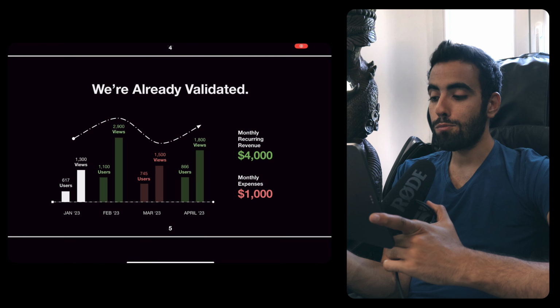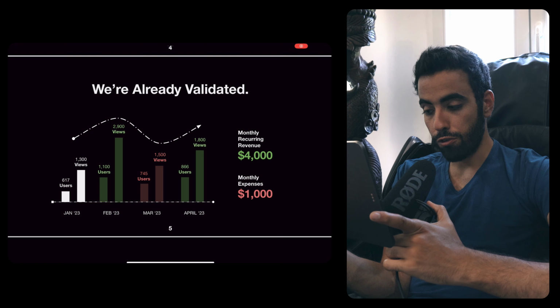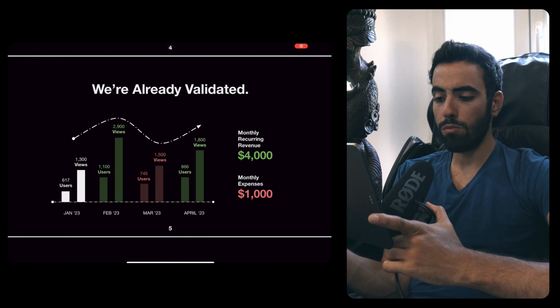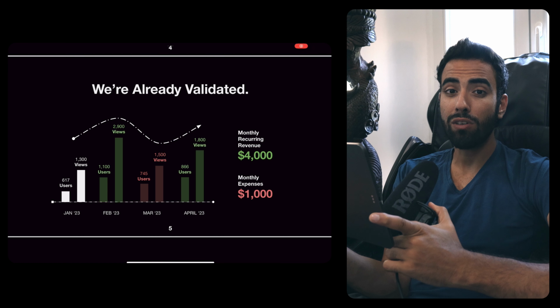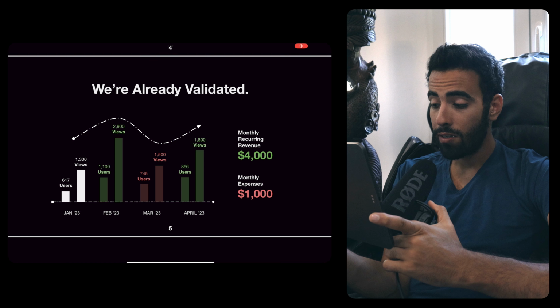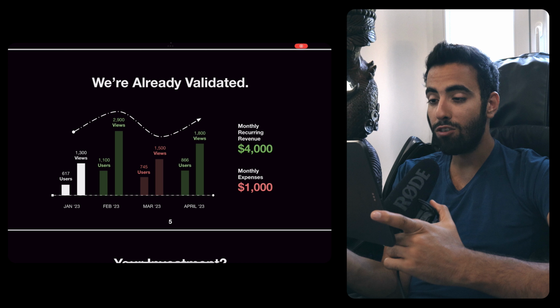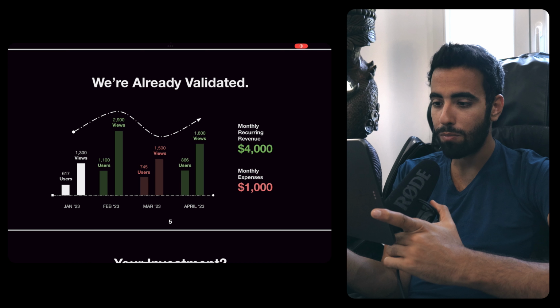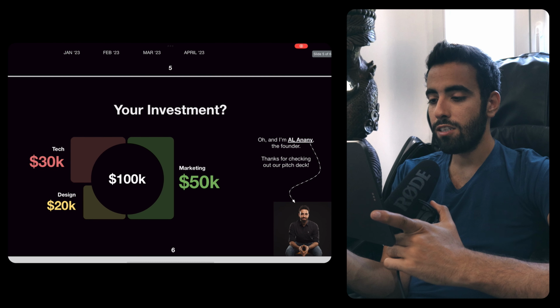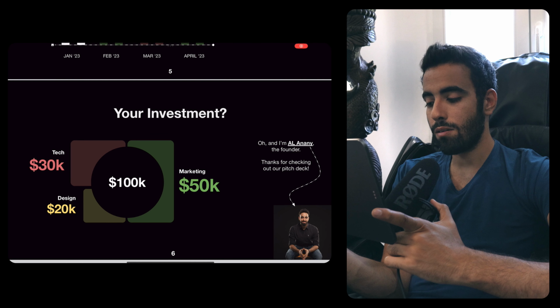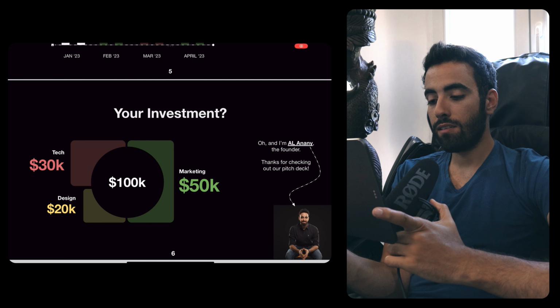And then I put the most important statistics like the monthly recurring revenue and the monthly expenses. These are numbers that the investor would like to look at. If the investor is interested in moving forward, they're going to ask about the full financial model. And that's just a tease. You can add the financial model in the appendix if you want, but this is a tease to get them thinking. And finally, your investment and a team.